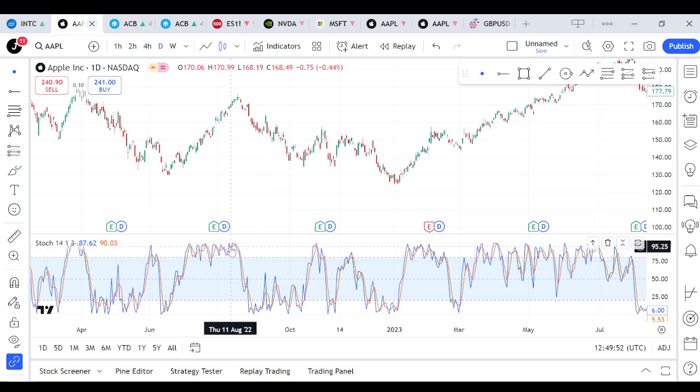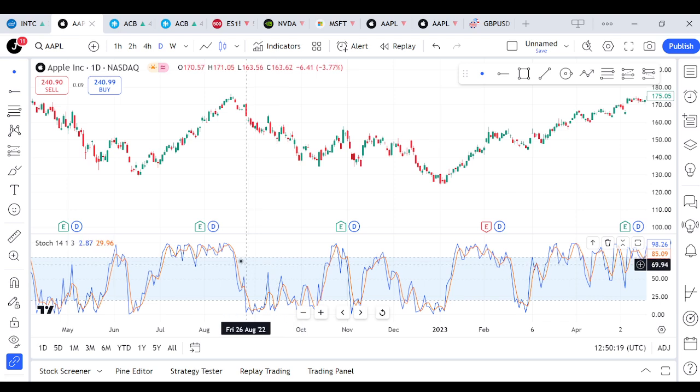So you can see these blue and orange lines, those are the K and the D lines, and they oscillate between 0 and 100. When the K line crosses above 80, it indicates an overbought condition, while a cross below 20 suggests an oversold state. And the D line, which is a moving average of the K line, helps to smooth out the signals and provide confirmation.